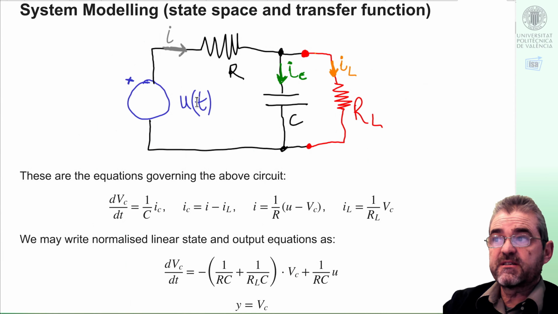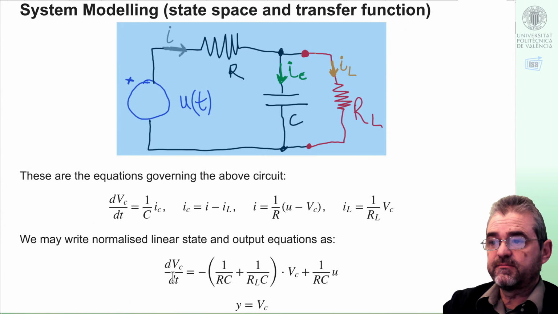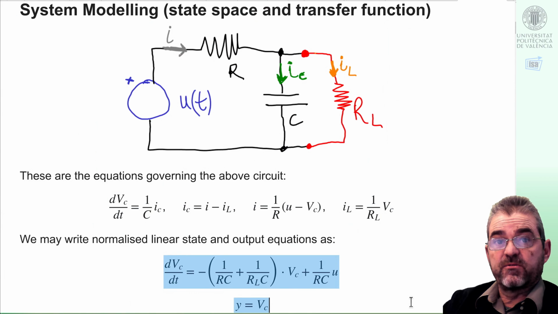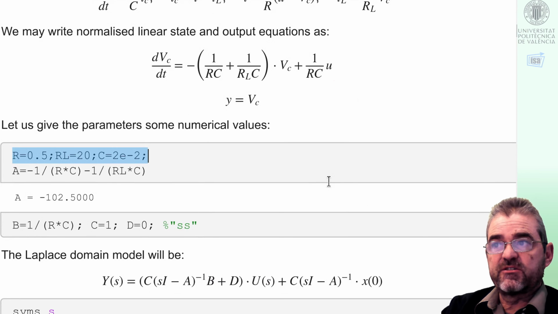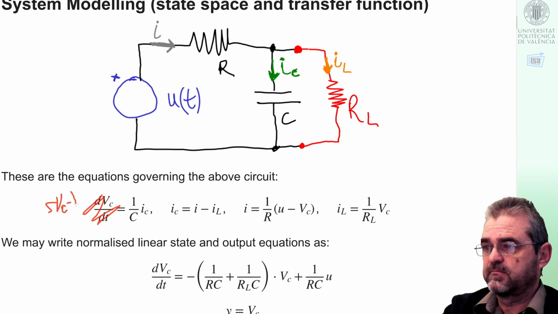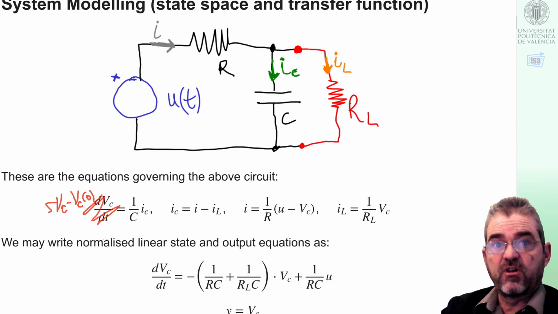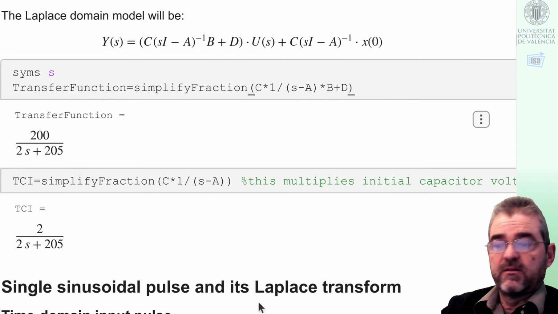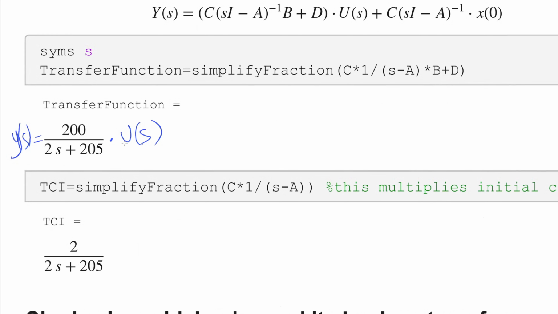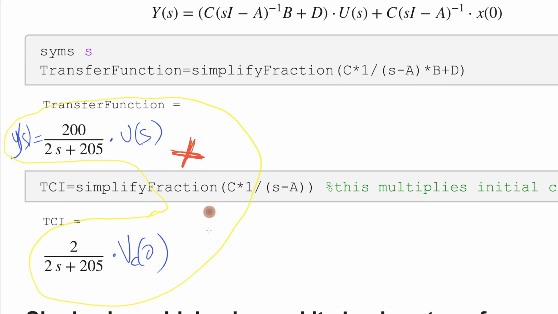If we recall the modeling phase, this was the circuit to be modeled, these were the first principal equations, and this was the normalized first-order state space representation. If we give some numerical values and carry out the Laplace transform of the normalized state space representation, or just of the equations, and then solve for whatever we wish, we end up getting a model in the Laplace domain so that the output is a transfer function times the input Laplace transform plus some initial condition term like this one.